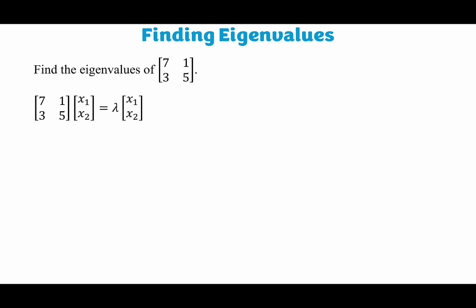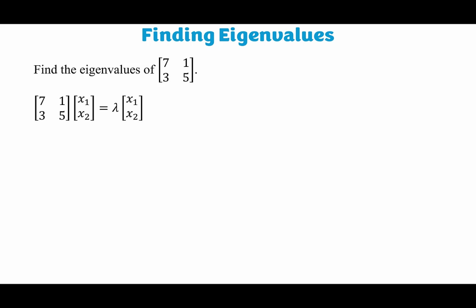All right, so now that we know what eigenvectors and eigenvalues are, let's try to figure out how to find eigenvalues, and then after we'll figure out how to find the eigenvectors. So let's look at the matrix 7, 1, 3, 5 again, and let's find the eigenvalues of this matrix. By definition, we need to solve Ax equals lambda x, and we're trying to solve for lambda. This is the equation we're trying to solve by definition of an eigenvalue.